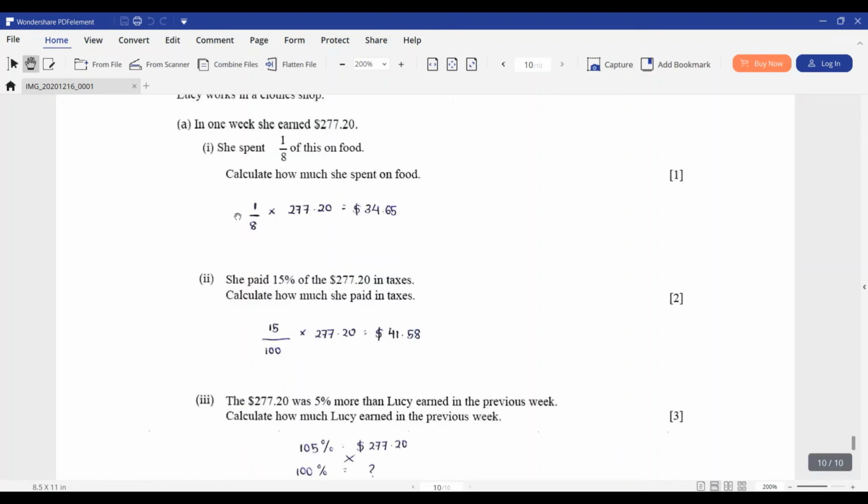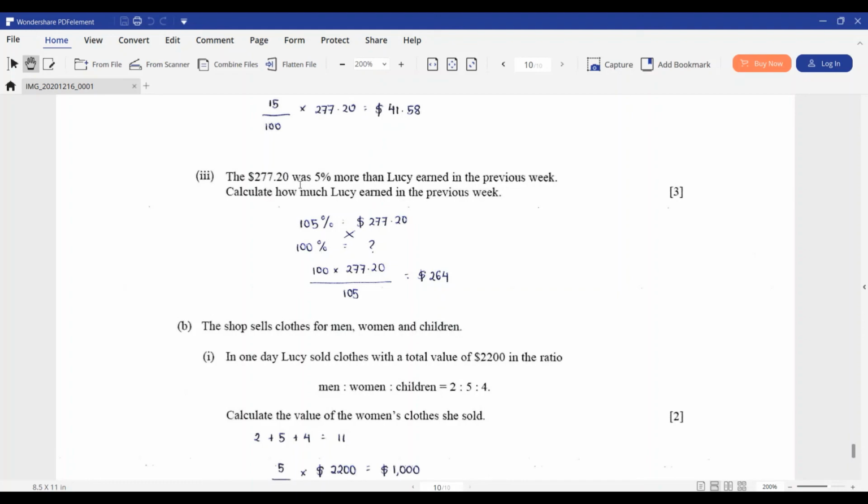Roman 2. She paid 15% of her $277.20 in taxes. Again, just take 15 over 100 multiplied by 277.2. Doing this should get $41.58. That's the amount she paid in taxes.